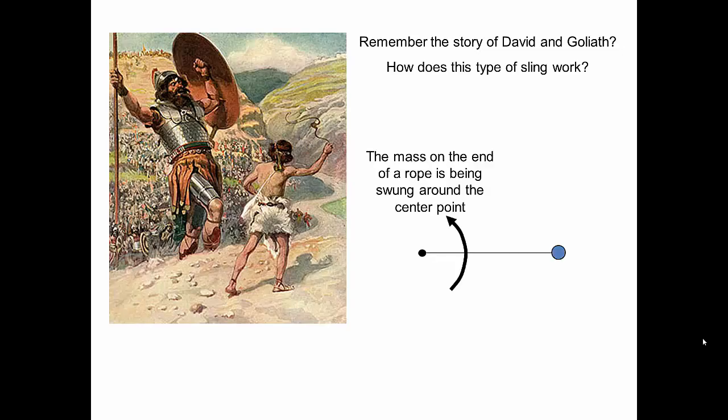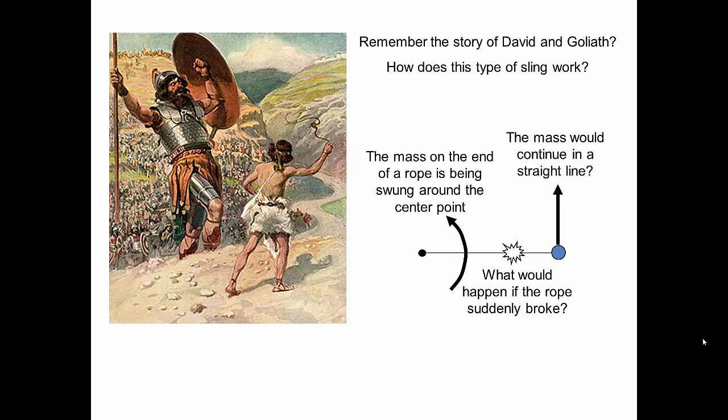If we had a mass on the end of a rope and it's being swung around the center point, what would happen if the rope suddenly broke? Well, just like the stone in David's sling, once that mass was released, it would continue on in a straight line. It travels in a circle as long as there's a force holding it in a circular path.